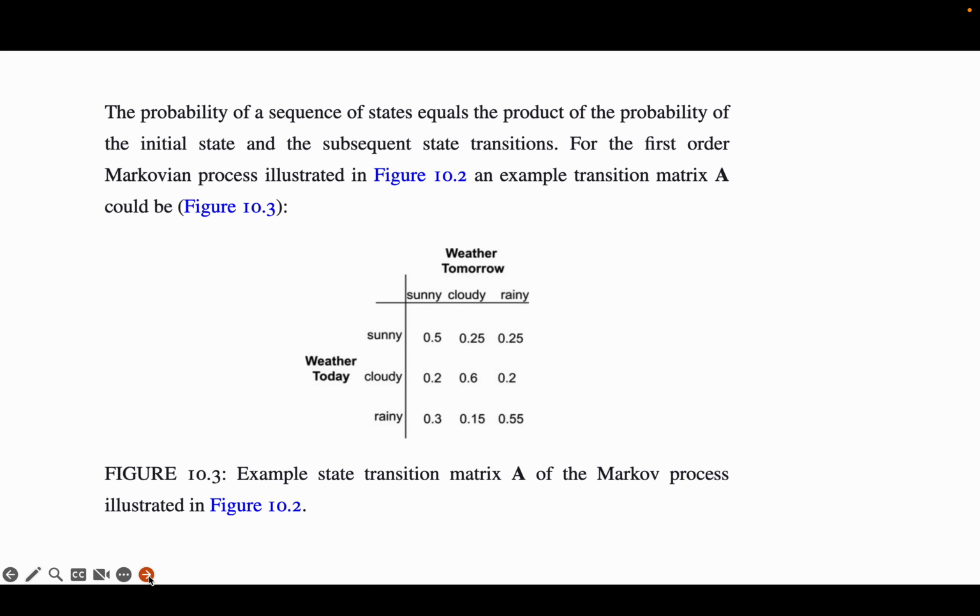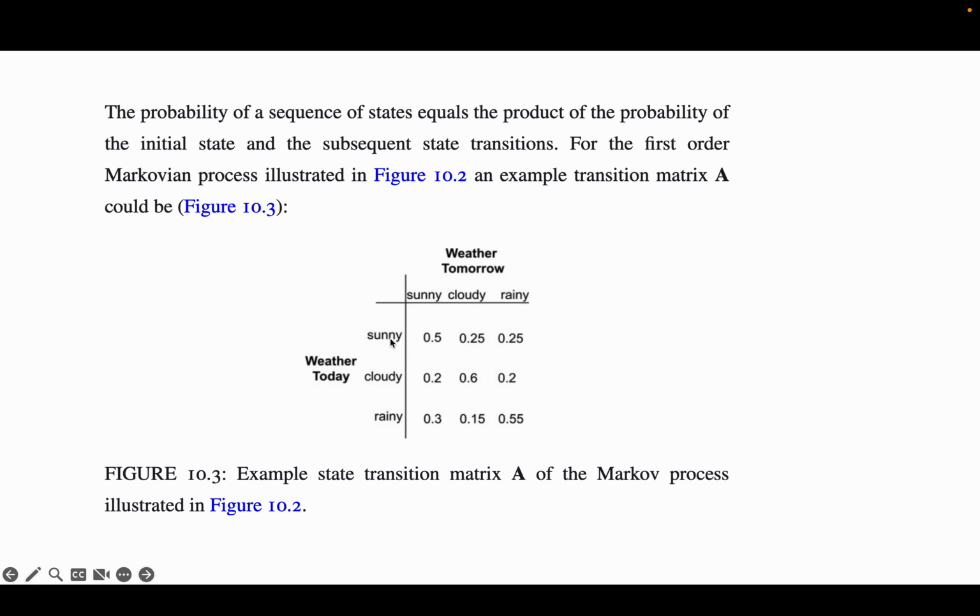So here's the probability of a sequence of states. What we want to know is, what's the probability that it's sunny on day 1 and cloudy on day 2? And we might even want to know more than that. We might want to know sunny, then cloudy, then rainy on day 3, and then rainy on day 4. So the transition matrix is just a set of probabilities that allow us to go from the weather today to the weather tomorrow.